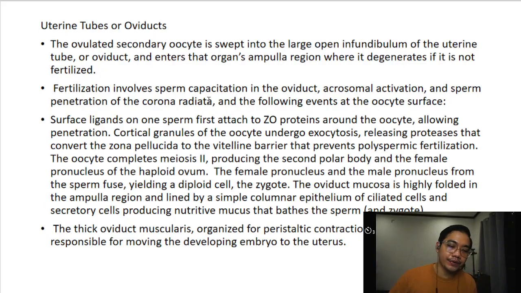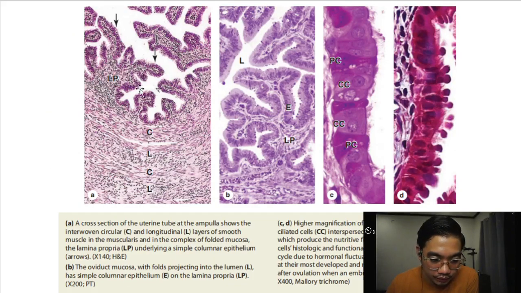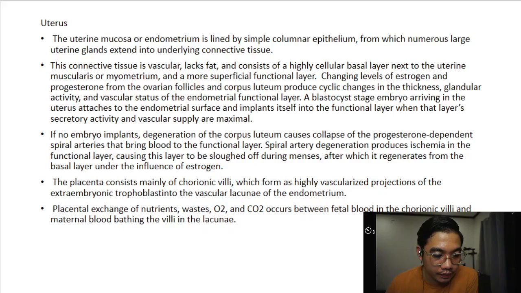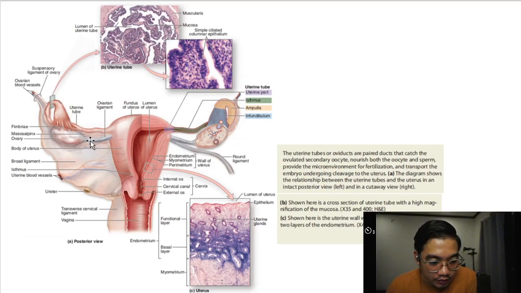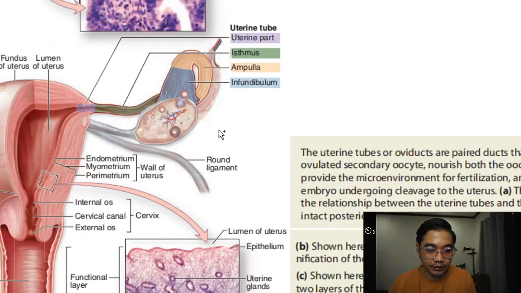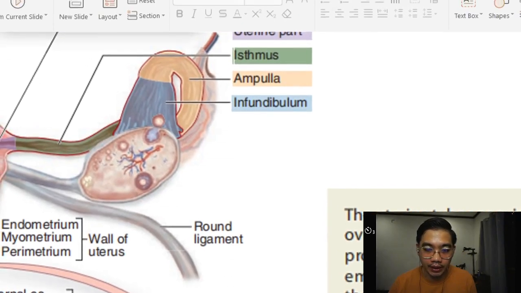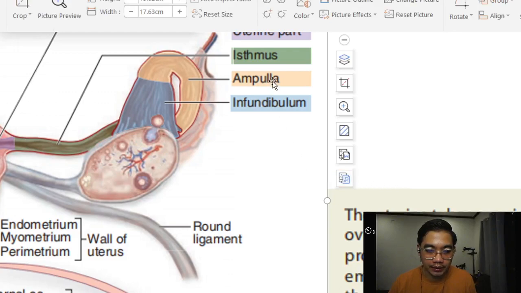So the ovulated secondary oocyte is swept into the large open infundibulum of the uterine tube, or oviduct, or the fallopian tube, and enters the organ's ampulla region where it degenerates if not fertilized. So the site of fertilization is within the fallopian tube. This is the site of fertilization, in the ampulla. If no sperm meets the oocyte here, it will degenerate.